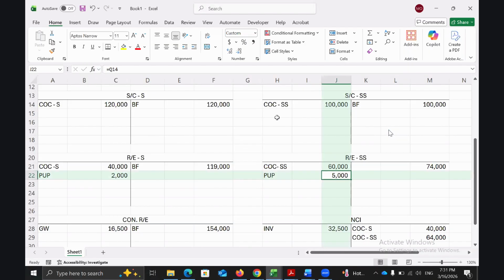Who holds this asset? S has sold this. Then we took out the provision for unrealized profit from S. Then the additional depreciation is with whom? Yes, who's the buyer?